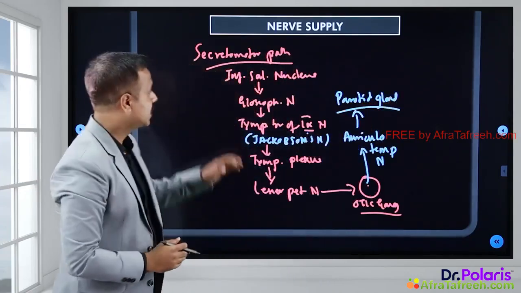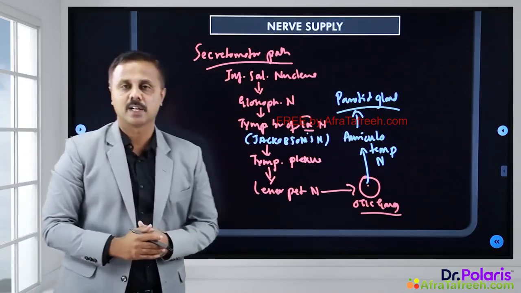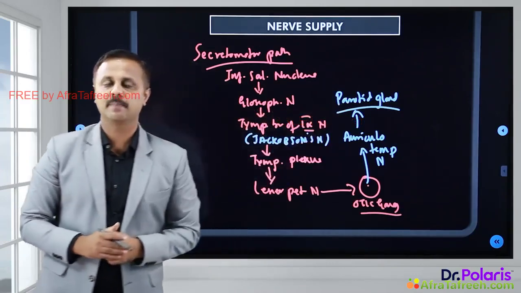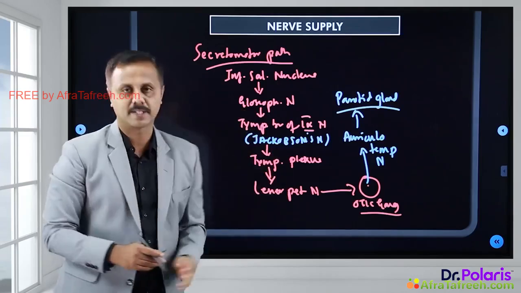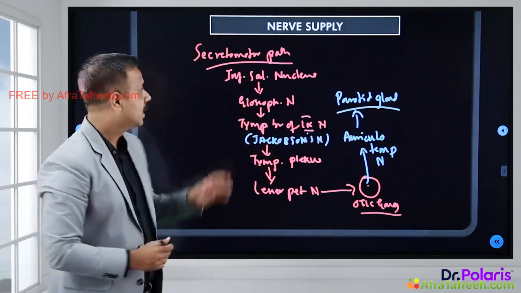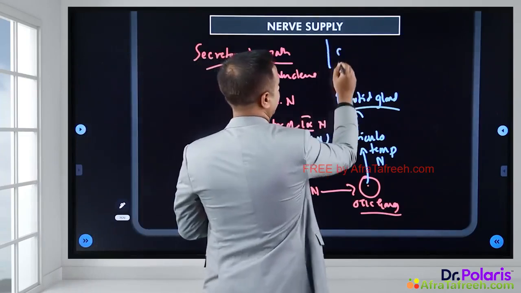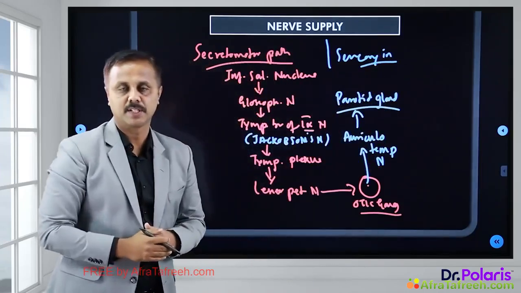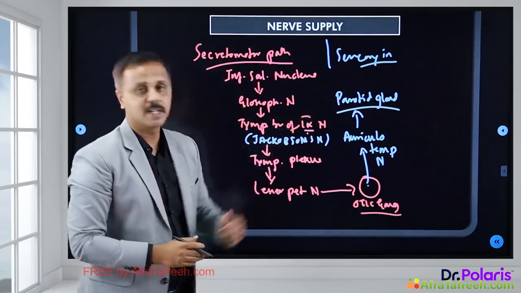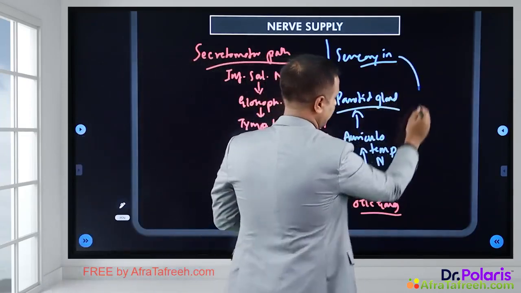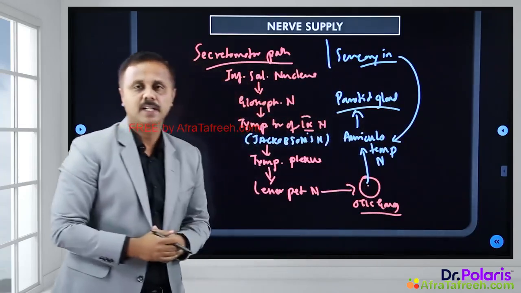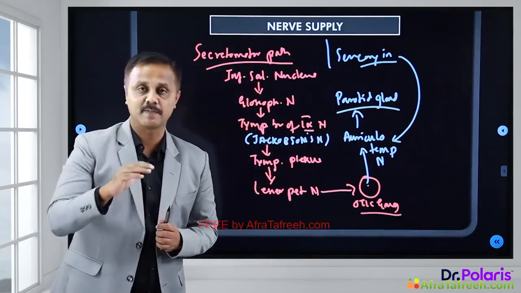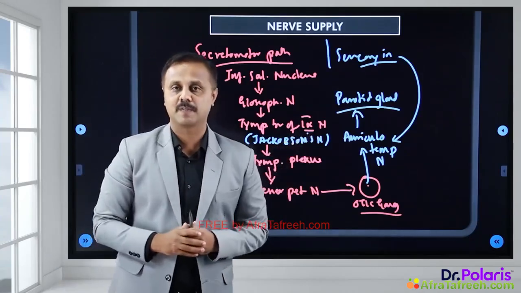This is how the secretion of saliva is controlled. The fibers from the inferior salivatory nucleus will ultimately reach the parotid gland. This is how you can represent the secretomotor pathway. Then, what about the sensory innervation? The sensory innervation, remember, is from the same auriculotemporal nerve. Fine? So, the auriculotemporal nerve carries two types of fibers to the parotid. One is the sensory fibers and the other one is secretomotor fibers.